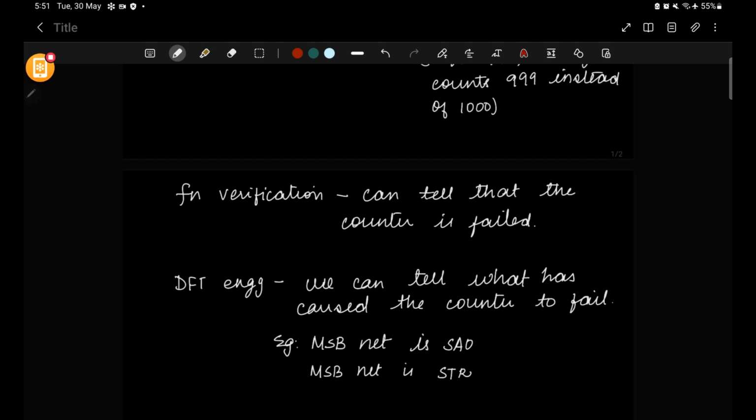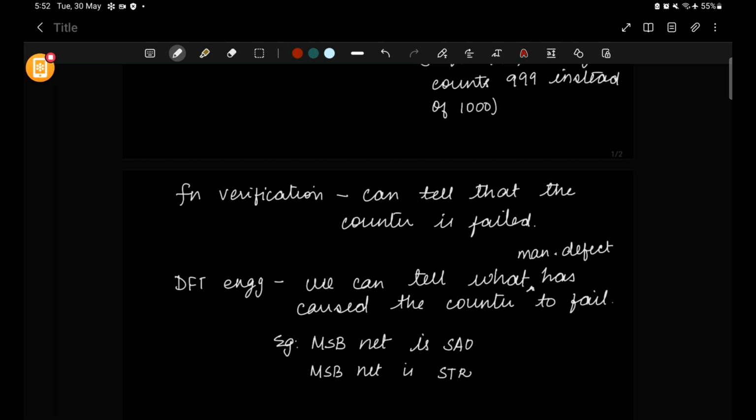Whereas the functional verification team can just tell that the counter is failing, because they are checking for functionality. DFT engineers insert test structures to facilitate the detection of manufacturing defects in the chip, so we can additionally tell what manufacturing defect has caused the counter to fail: the MSB net stuck at 0, which is why it still counts 999 instead of 1000, or a slow-to-rise fault where it has not risen to 1 in time.